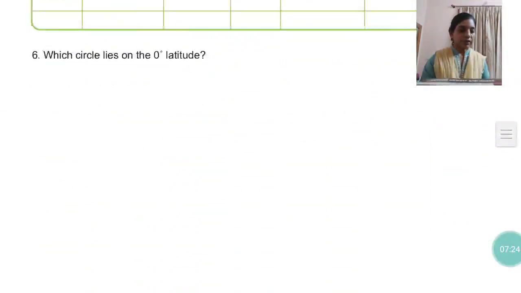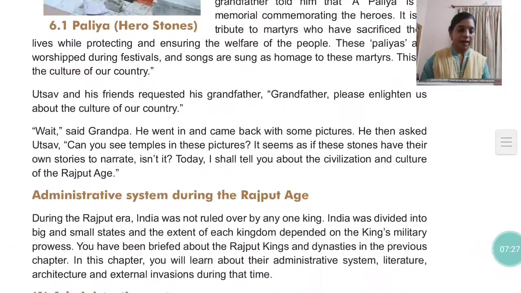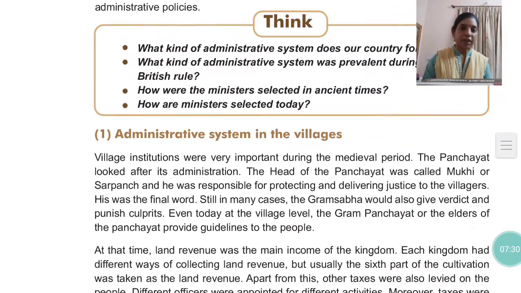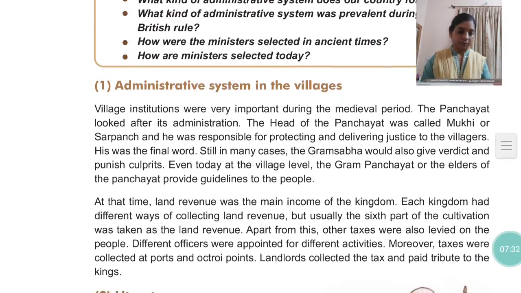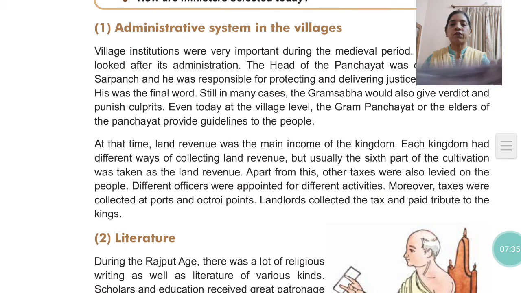The ministers were appointed, and at that time land revenue was the main income of the kingdom. Each kingdom had different ways of collecting land revenue, but usually the sixth part of the cultivation was taken as the land revenue. Apart from this, other taxes were also levied on the people. Different officers were also appointed for different activities. Moreover, taxes were collected at ports and octroi points. Landlords collected the tax and paid tribute to the kings.